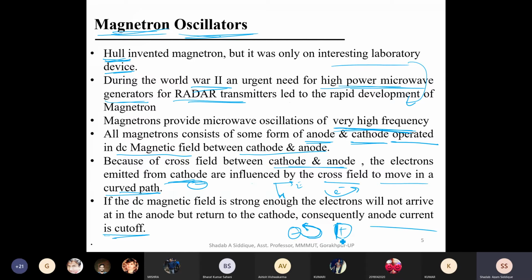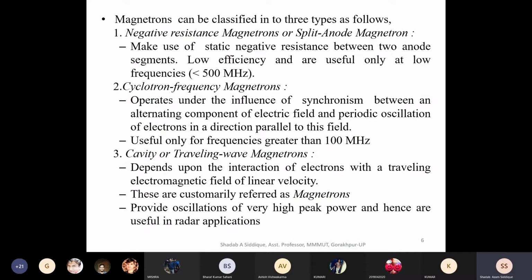It does not reach the anode side because the magnetic field placed here is so strong that it bends the path towards the cathode and the electron returns back to the cathode, which produces heat in the cathode. Sometimes, if the cathode material is not strong, or a cooling fan is not there, your device may be burned.